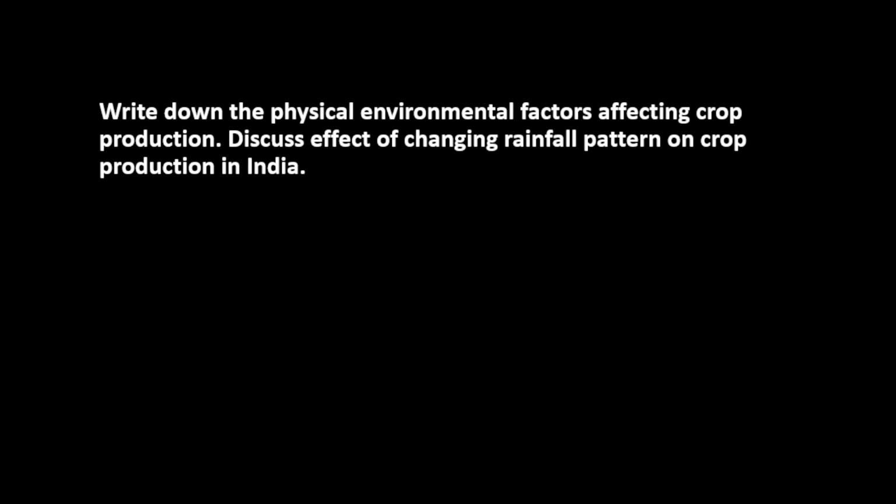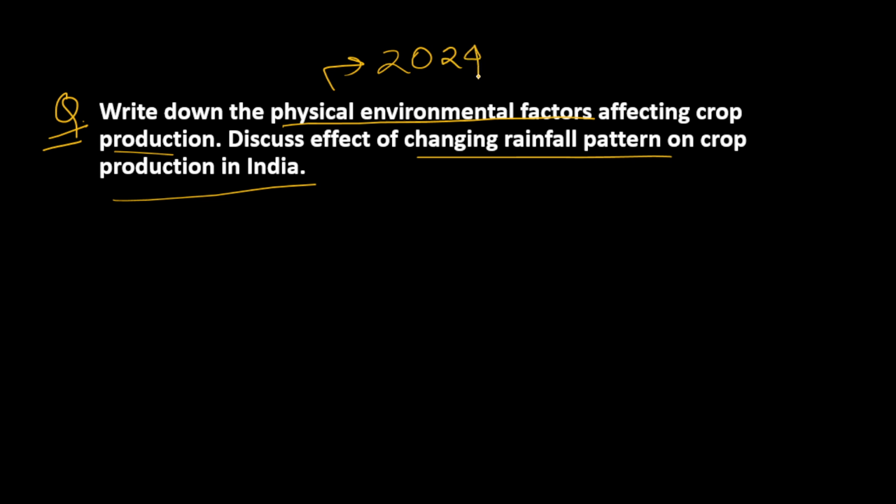So today we are going to discuss the next question of our agriculture optional answer writing practice series. The question we are going to discuss today is: write down the physical environmental factors affecting crop production and discuss the effect of changing rainfall pattern on crop production in India. This question was asked in this year's civil services examination, that is the agriculture optional paper of UPSC CSE 2024.